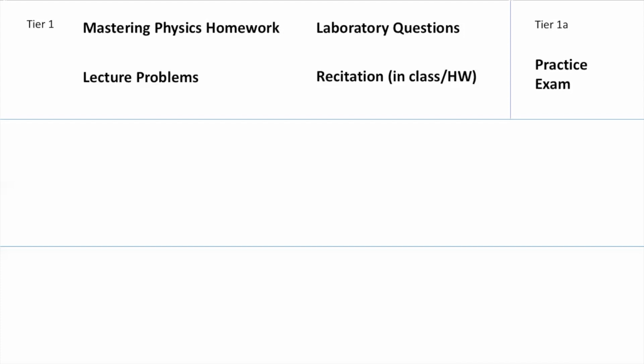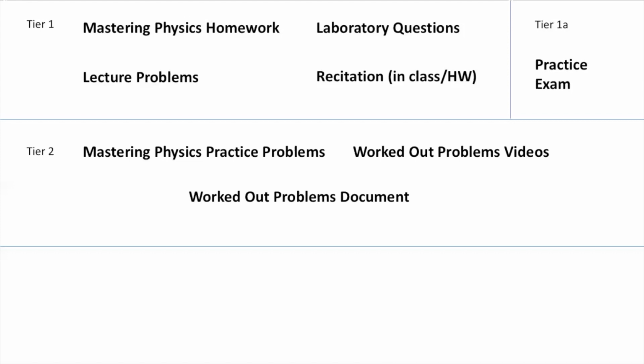Now, if you want to do additional problems beyond these, that's where I recommend going to the tier 2 problems. The tier 2 problems are problems that I've provided to you that I think are good for other reasons. And they come in 3 main categories: the Mastering Physics practice problem sets, the worked out problems videos, and the worked out problems document.